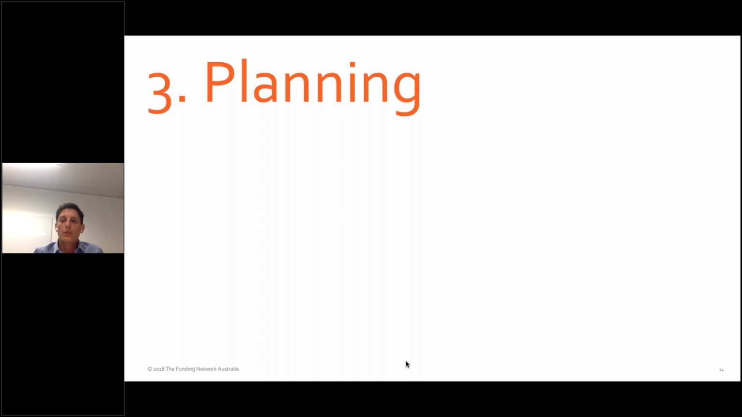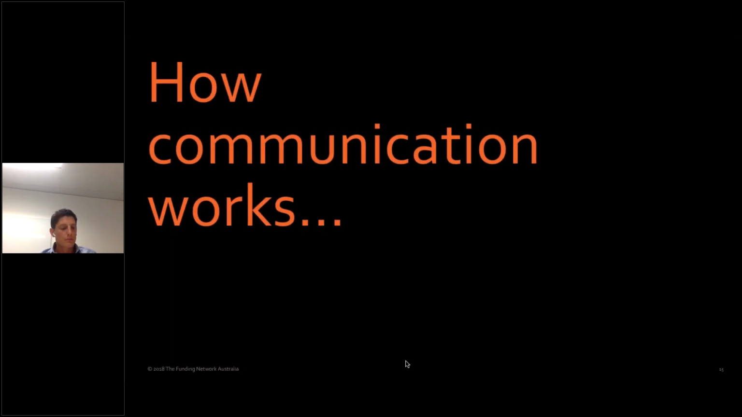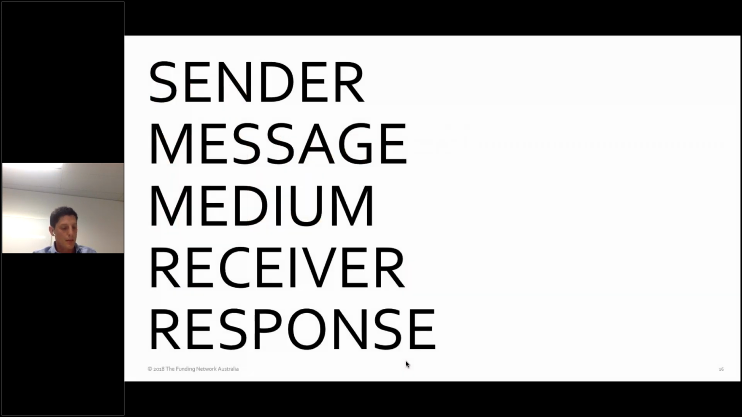But first, a little bit on how communications works. Most people fall into the usual trap of taking the five elements of any piece of communication, which is the sender, the message, the medium, the receiver, and the response. So any piece of communication has these five elements. There's someone who's sending the message, there's the message itself, the content, there's the medium, which is the channel you're using to deliver the message, there's the person who's receiving it, and there's the response that you want from that person.